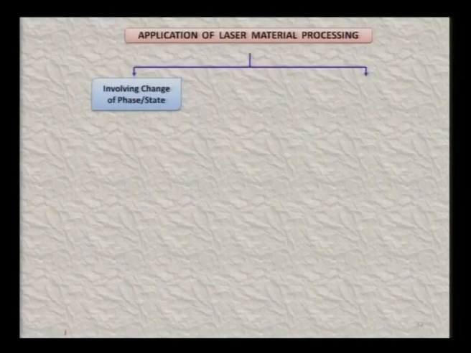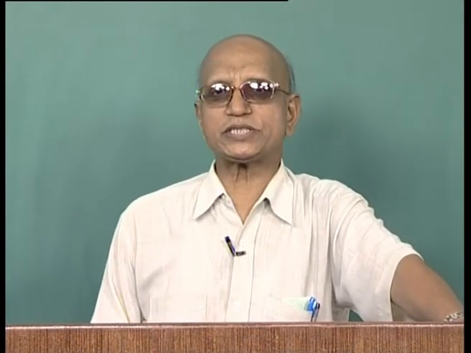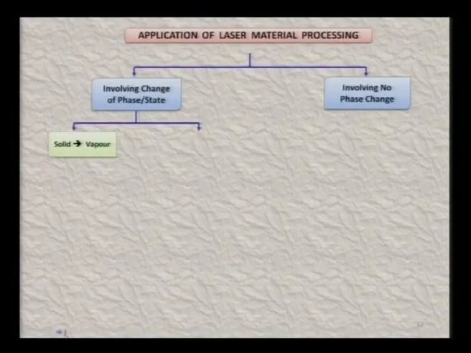Now, the applications of this laser beam are in materials processing. This material processing can be done in different ways. One of them involves the change in the phase or the state of the workpiece material that is being removed. That means the workpiece material is solid, then the material to be removed may change its phase. It may be in liquid state, it may be in the vapor state. Second type of applications are there where there is no change in the phase of the workpiece material, as we will see one by one.